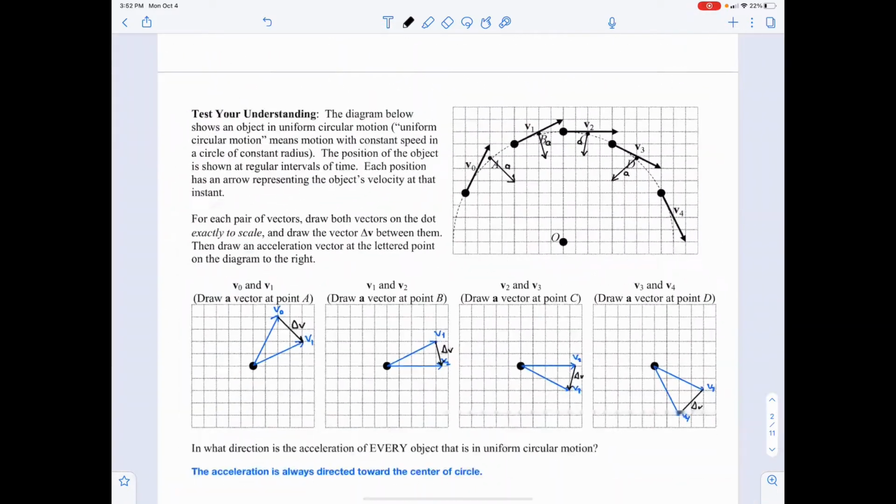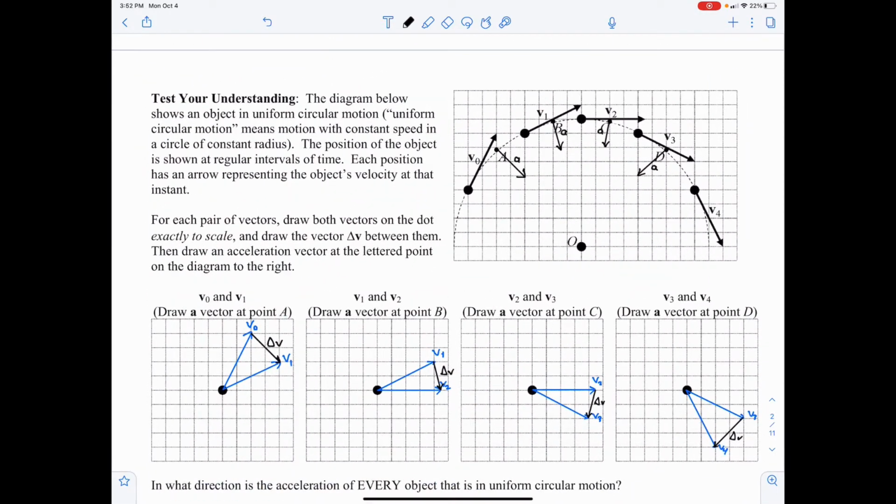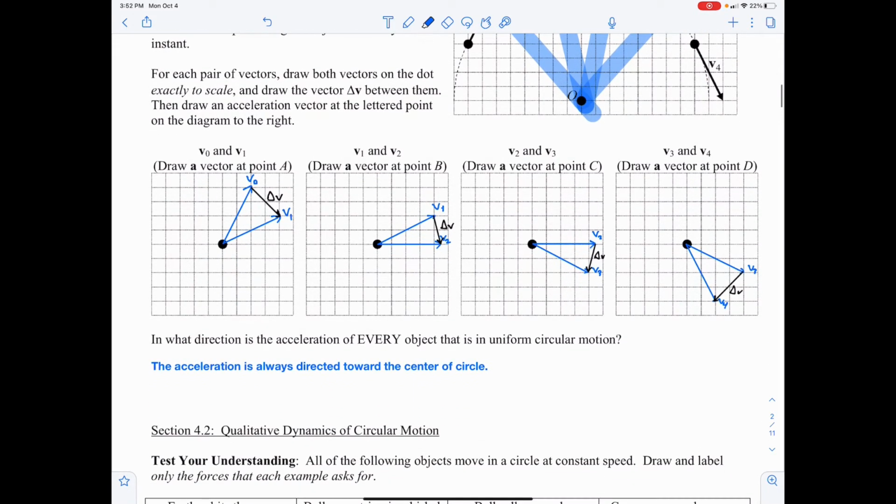Okay. In what direction is the acceleration of every object in uniform circular motion? Well, look at what they all have in common. The acceleration points toward the center of the circle.